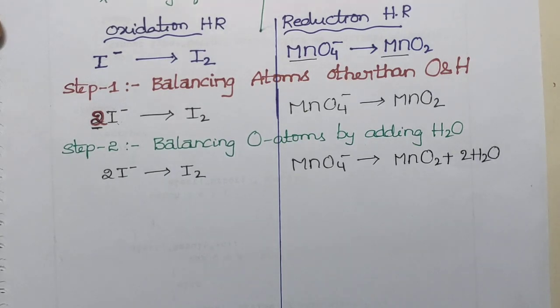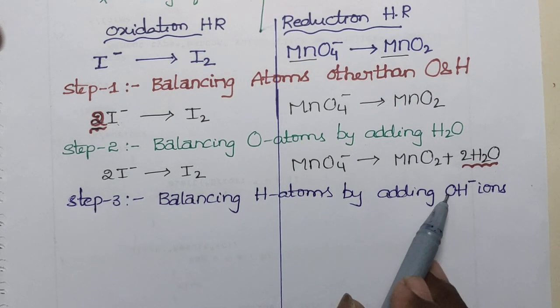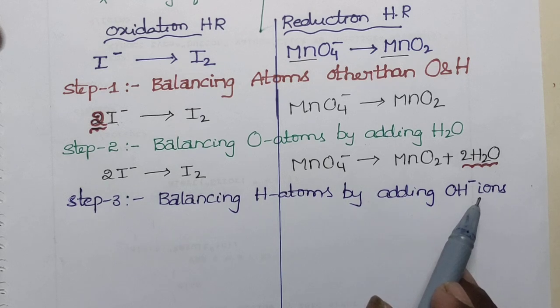And step 3 is balancing hydrogen atoms by adding OH minus ions. Basic medium lo kabatti mana OH minus ions add cheyadam anedi jarugutundi.